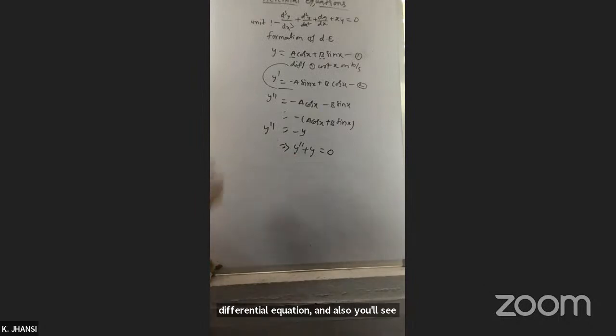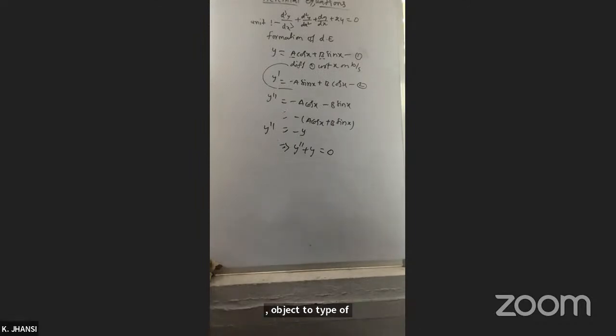So on formation of the differential equation, you will get a 1-5 marks question here. This is an important one in unit 4. Only a 1-5 marks question you will get. And in unit 4, you will also get one or two objective type questions, compulsorily.